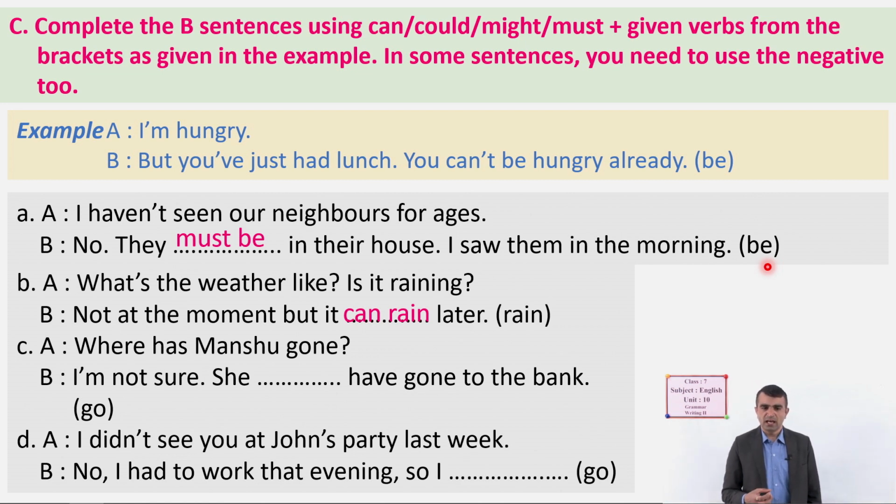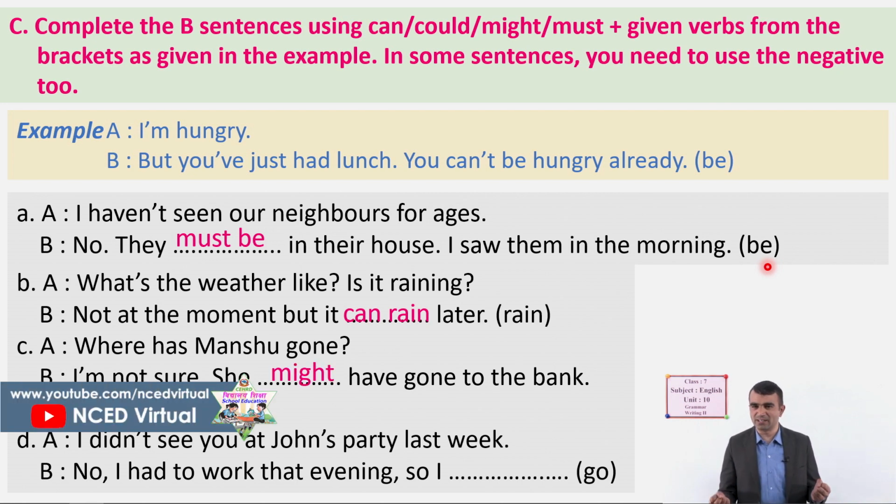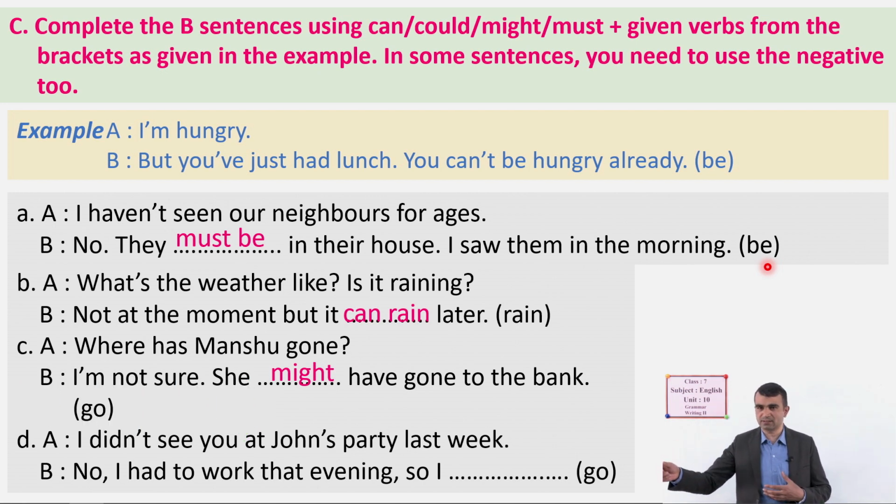Okay. Number C. Where has Manshu gone? Now B says, I'm not sure. Blank space have gone to the bank. What do you use here? Not sure. If not sure, we use might. Good. I'm not sure, she might have gone to the bank.